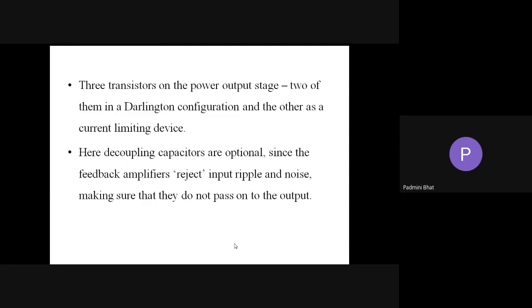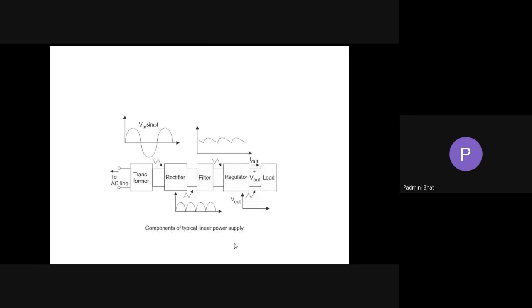Now we also have capacitors, as you might have seen in the manual I mailed. They are not mandatory, they are optional, since the feedback amplifiers reject the input ripple. These capacitors see to it that the rejected ripples will not pass through to the output.